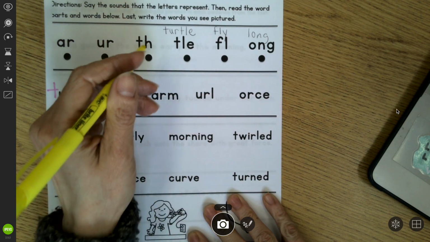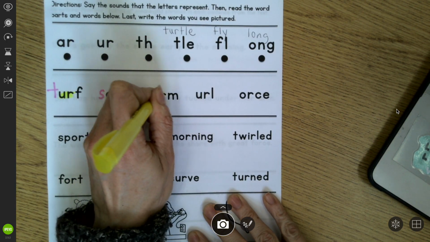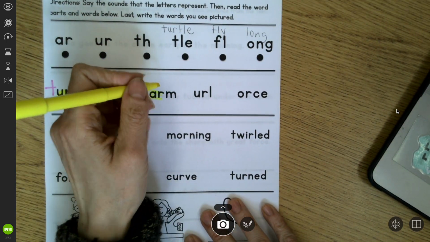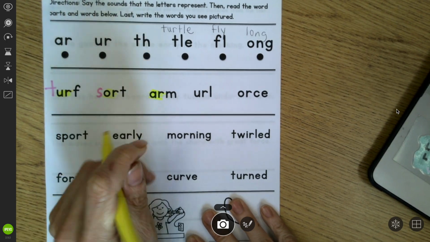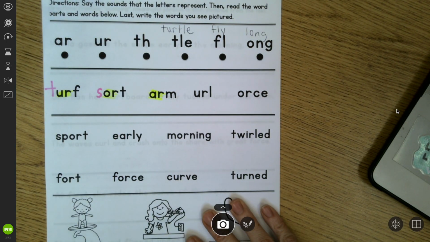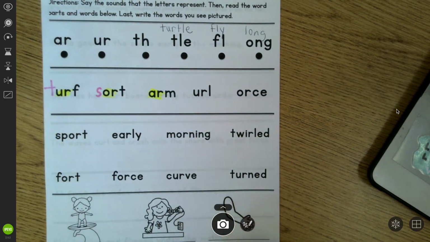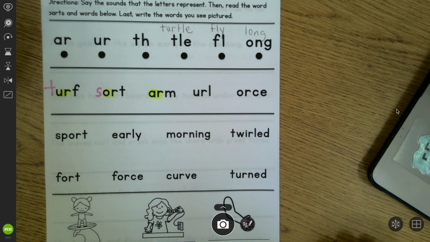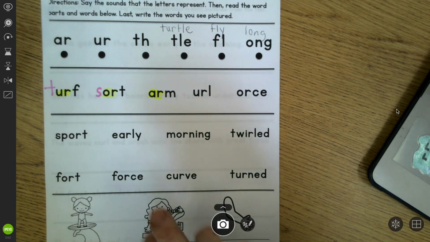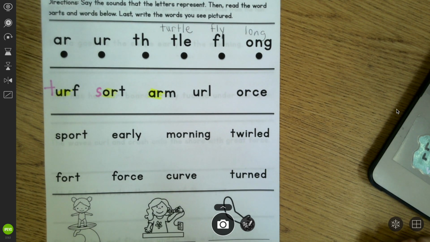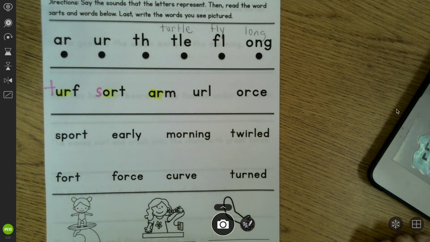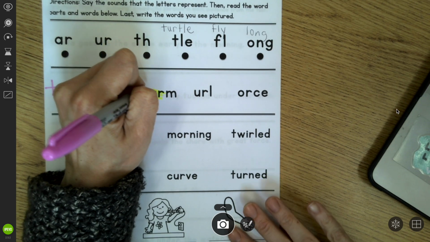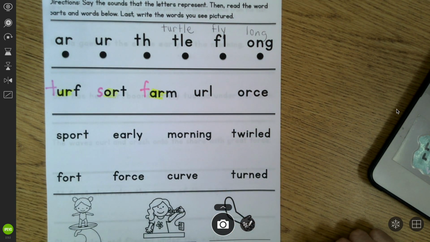Here we have, what does AR make? I know you know, think pirate thoughts. Arm. So think of a letter that you could put in the front of arm to create, well, arm is already a word, but to create a new word. How about farm?